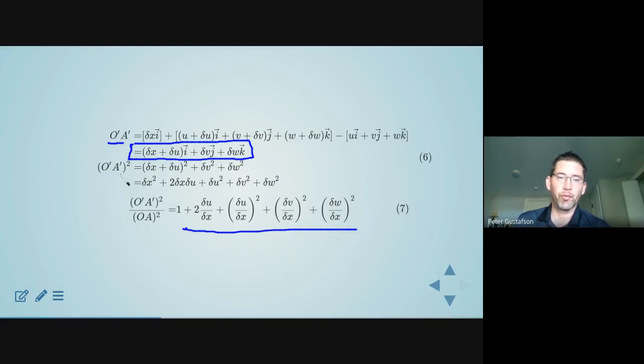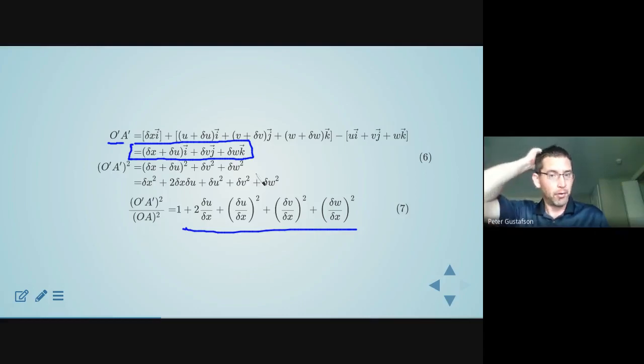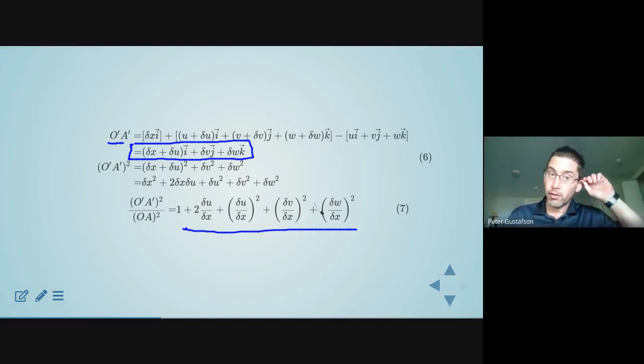So just for clarity, this expression here, O prime A prime squared, really what we're doing is we're dotting O prime A prime with itself. So that's where the unit vectors go away and the remaining terms sum. Okay, questions?